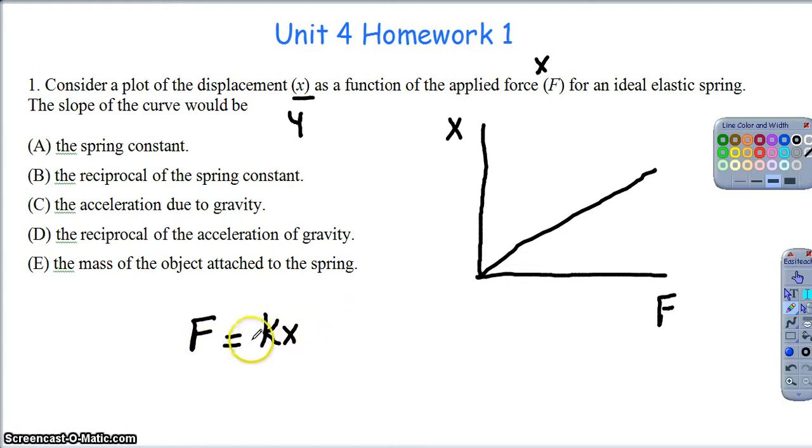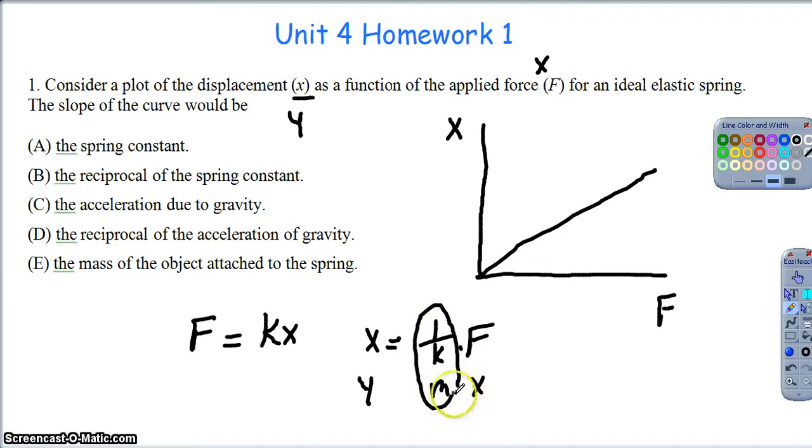If it was solved for x, right, if it was solved for the output variable, my y variable, then it would be x equals 1 over k times F. So if I just solve that to get x by itself, now x is my dependent variable, right? It depends on F. So this is acting as my y, this is acting as my x, which means my slope is 1 over k. So it's the reciprocal of the spring constant if I've graphed these two as a function of each other.